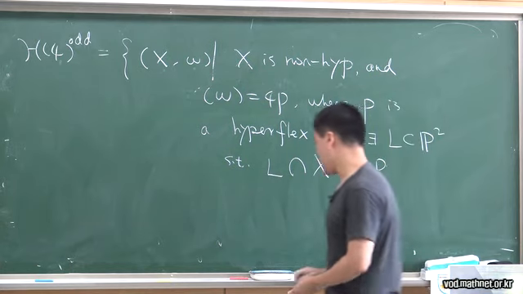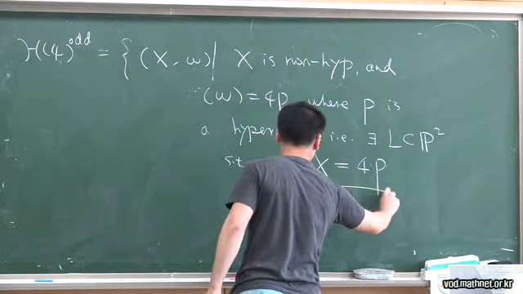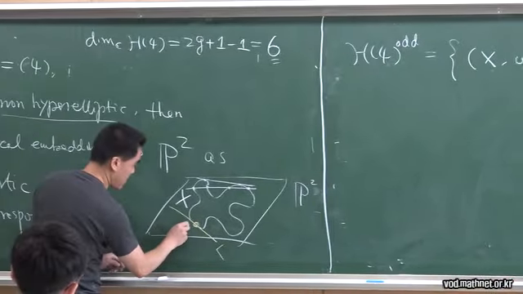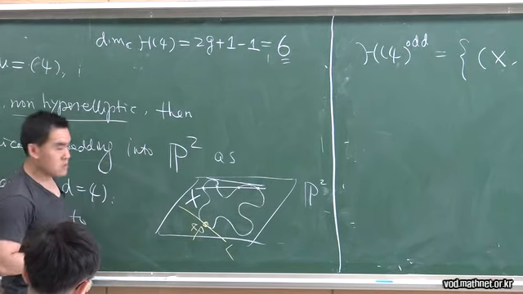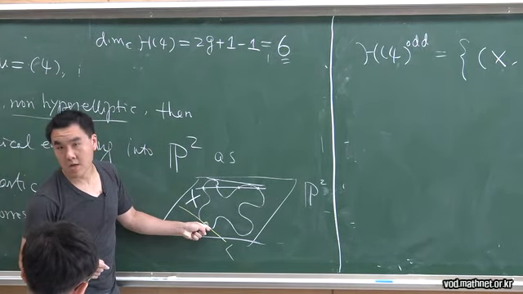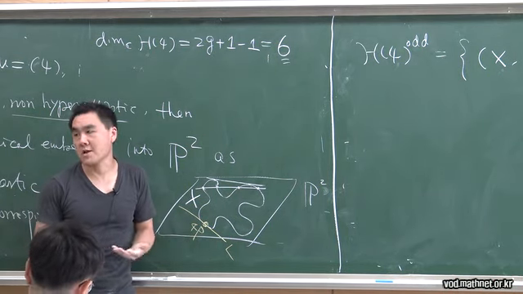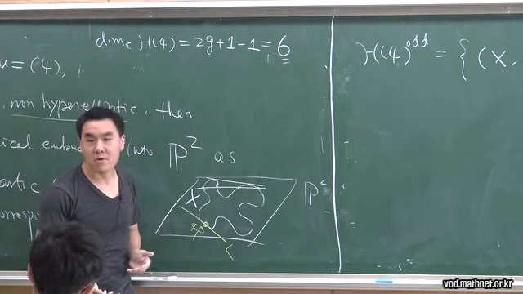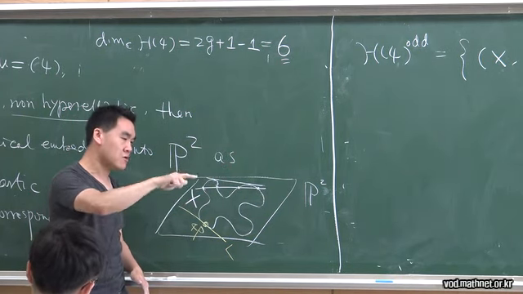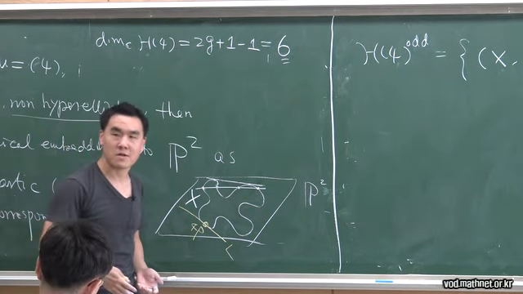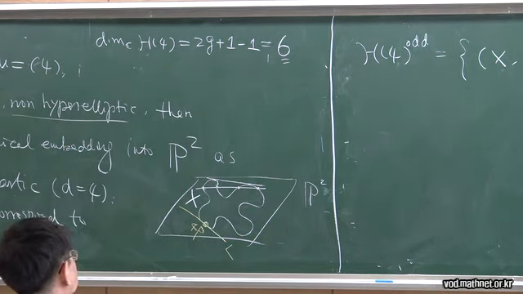Suppose I have a point here with a very high contact order. This is L, which cuts out 4 times P here. So it is tangent to X at this point P, and the tangent order is very high, it's 4 times P. If you only have 2 times P, that's an ordinary tangent. If you have 3 times P, it's called a flex point. It's like y equals x cubed, because it's a flex point. 4 times P is called a hyperflex, even higher than a flex. Contact order 4.